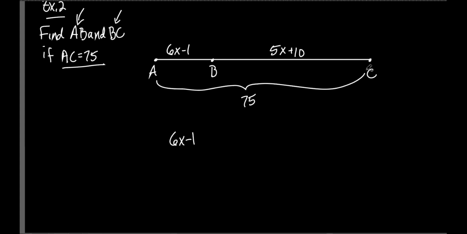Well, what is BC? What's the length of BC? It's 5x plus 10. That's right. So what am I going to do? I'm going to add 5x plus 10. So here's AB, here's BC. I'm going to add them up, but they tell me what they add up to be. What do they add up to be? 75, exactly right. They add up to be 75.